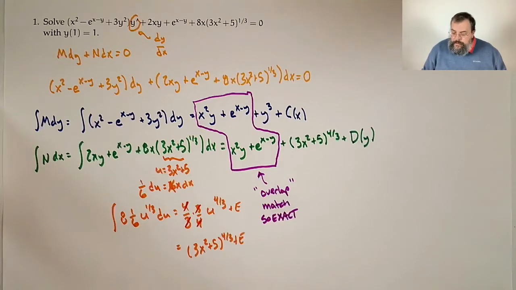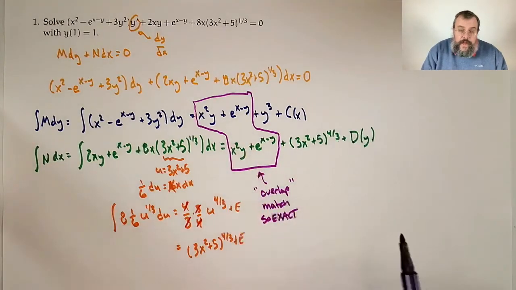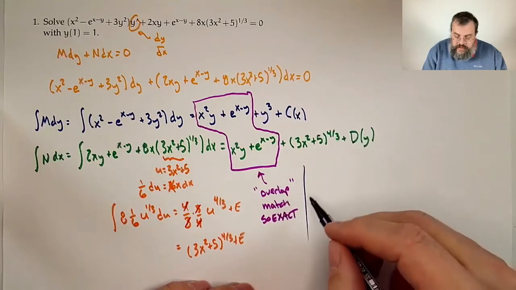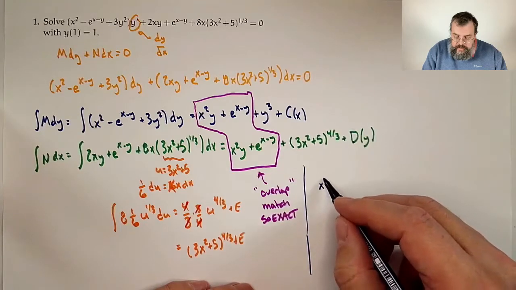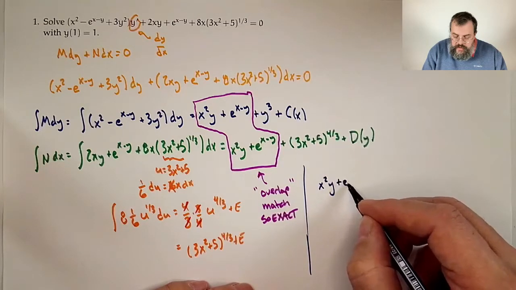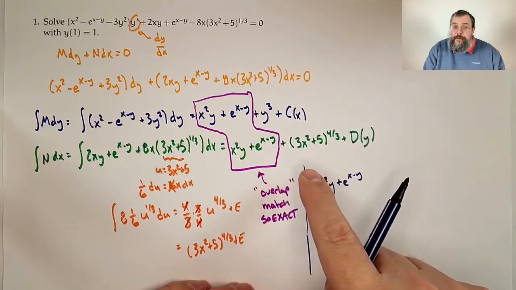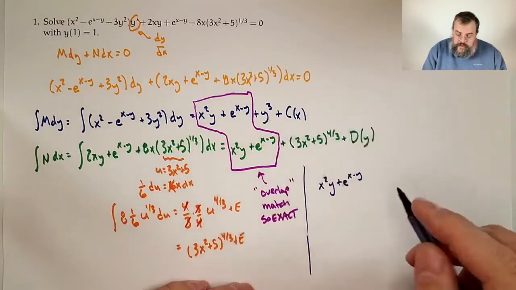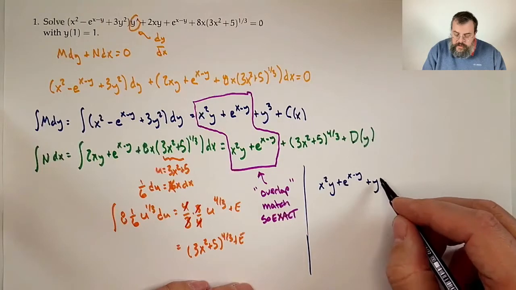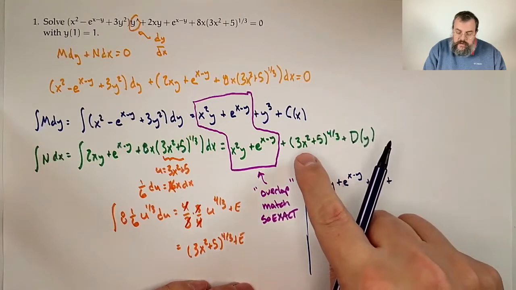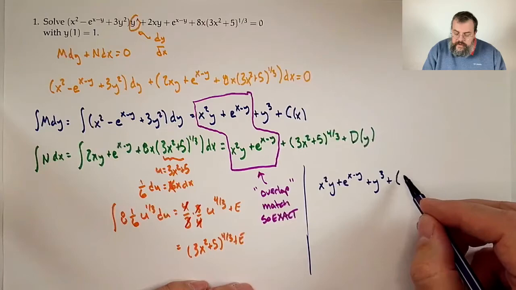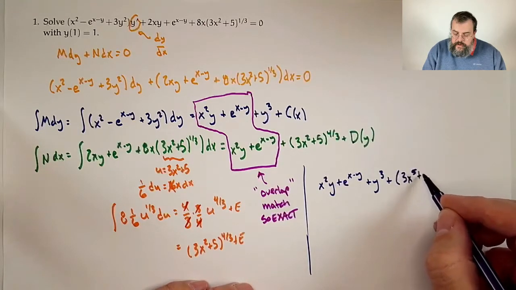So here's what we need to do. We need to piece it together, and the way we piece it together is we take the overlap part. Okay, so that's going to give us our x squared y plus e to the x minus y, and then anything that didn't fall in the overlap. So there's a y cubed, and there's a (3x squared plus 5) to the 4/3.